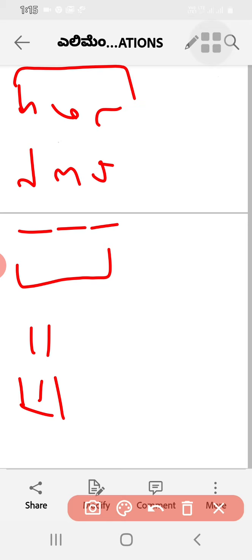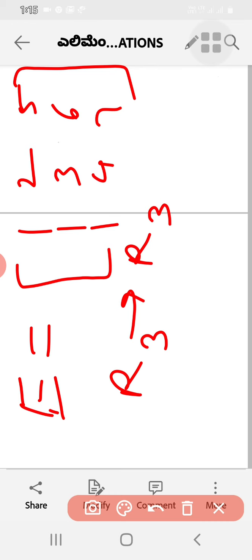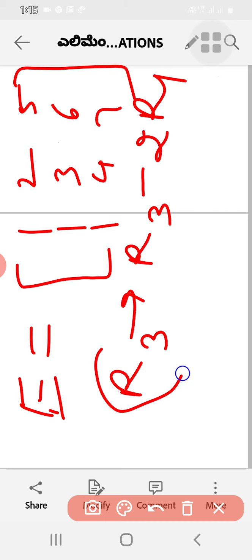If this is the example here, you have to work it out on a separate page, and afterwards write the examples. See here, if I write R3 changes to R3 minus 2R1, you have to work out R3 changes to R3 minus 2R1. Then what will be my next matrix here? I am going to change the third row.